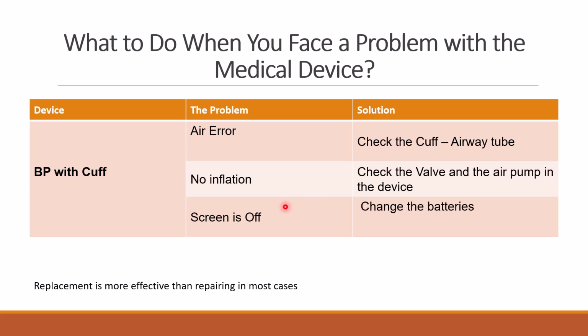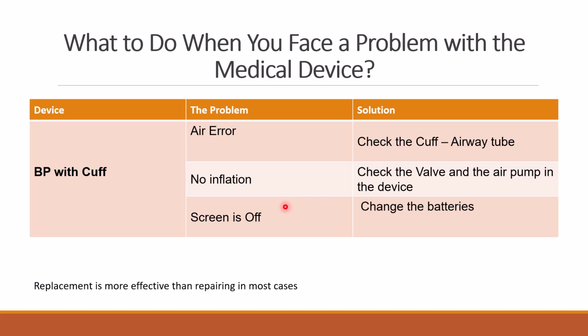Just focus on filters. Okay, so for the BP monitor with cuff, we have a cuff filled with air, and we have a small compressing pump in the machine. Maybe we have an air error and we are not going to get enough air pressure. We have to check the cuff, and we have to check the airway tube connecting from the main device to the cuff. Okay, there's a tube. Maybe there's leaks. Maybe the connection is not good.